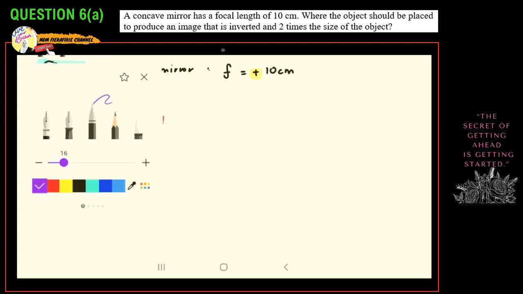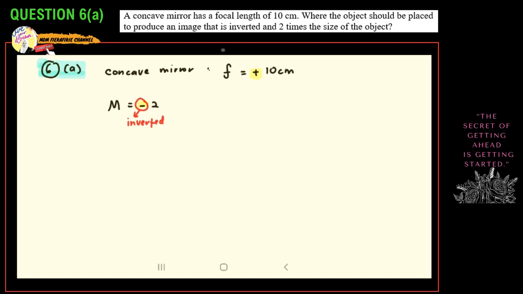Okay, so before we proceed, I want to recall some important information about magnification. When magnification is greater than 1, okay, 1.5, 2, so means that the image is magnified. Image lebih besar daripada size object. The image is magnified. Okay, but if the magnification value is equal to 1, means that the image is the same size as the object.